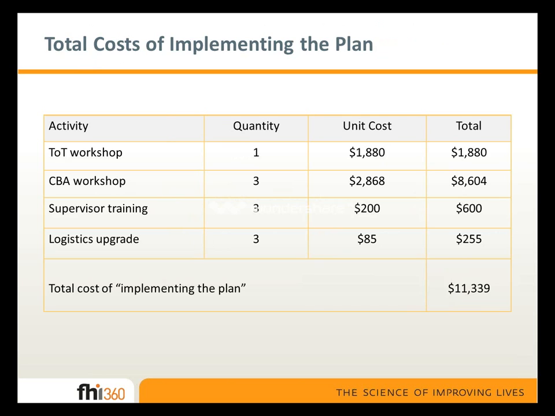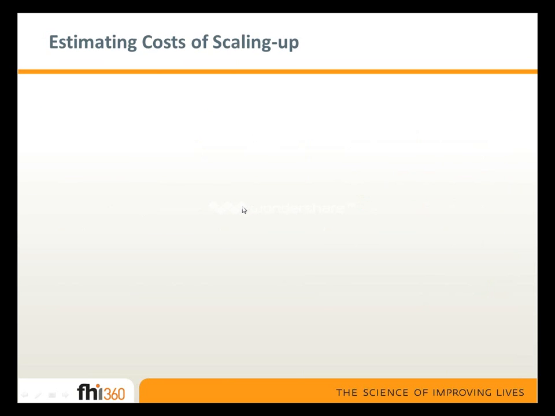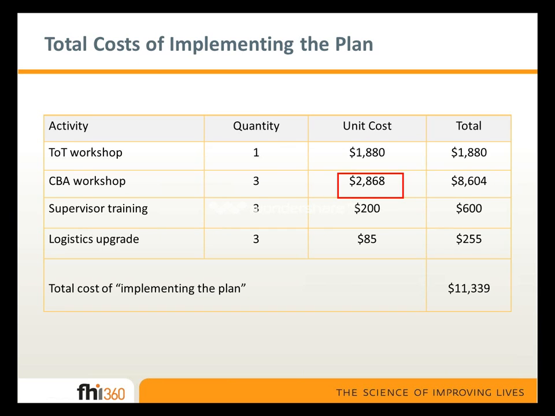So now if we go back to look at the total cost of this phase, we see that it's comprised of a trainer of trainers workshop, 3 of these CBA workshops, the supervisor training, and the logistics upgrade. So the total cost of this phase then is $11,339. So this shows you kind of in a discrete example how we actually go about doing this.